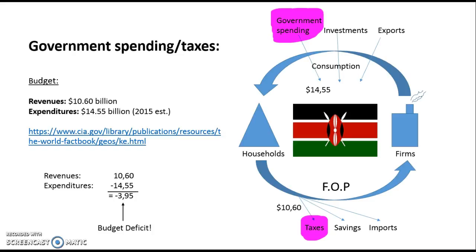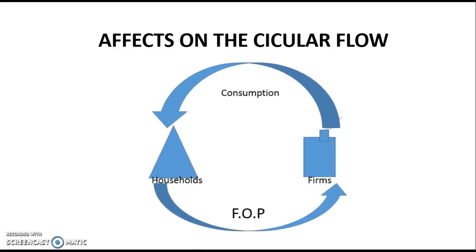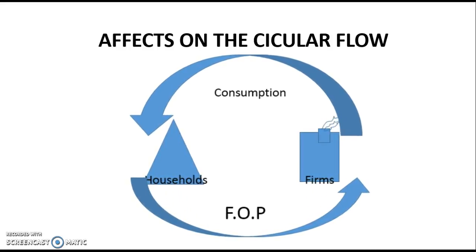And this may seem like a bad thing that the government has a negative budget, like a budget deficit, but looking at the effects on the circular flow, you can see that it is expanding as more money is coming into the circular flow than being taken out. As I showed in the previous slide, that 14.55 is being injected into the circular flow, while 10.6 is being extracted from the circular flow, which means that the circular flow will continue to expand, and the economy will get bigger.